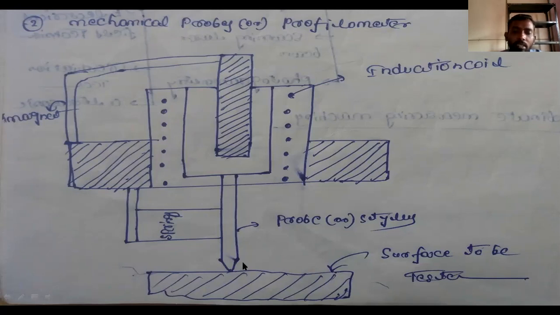So when the testing is over, automatically the spring moves backward, so automatically the probe also moves backward. So you can remove this part, take a new part, and follow the same procedure to test another part. So it is a mechanical probe, one of the contact inspection methods.